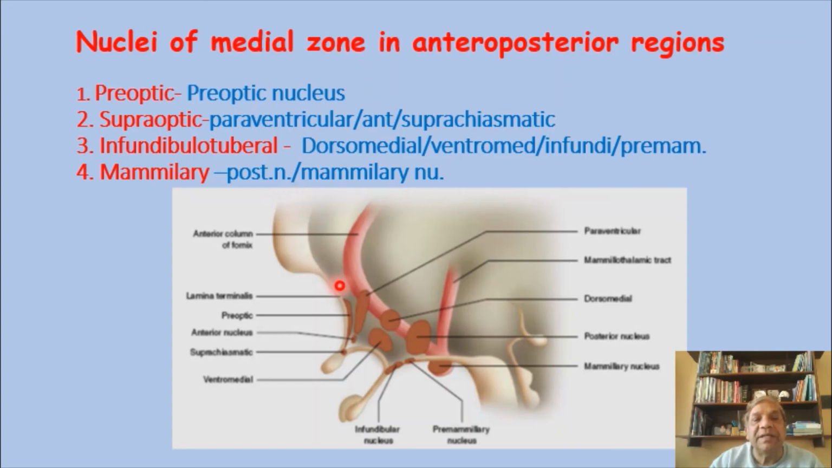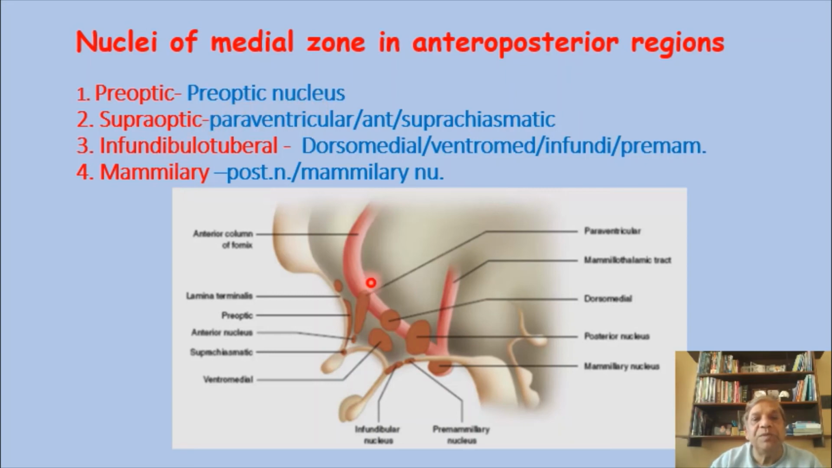This was the anterior commissure, this the preoptic, and then suprachiasmatic. So the preoptic nucleus is here. This is the preoptic, elongated, which will be going into the lateral zone also. So the preoptic nucleus is present in area number 1, that is the preoptic, the most anterior area.